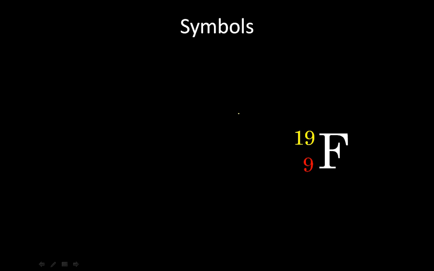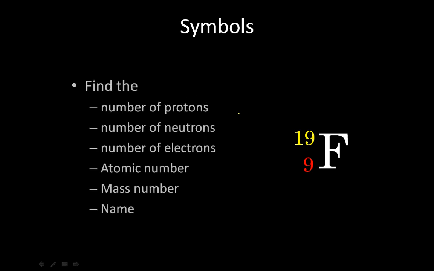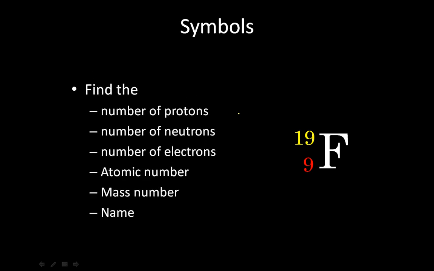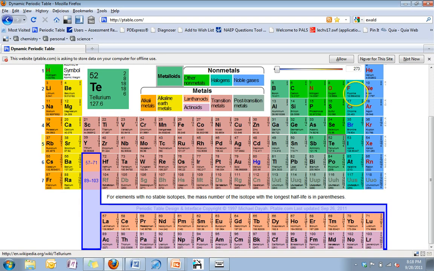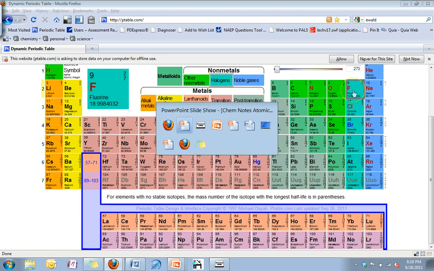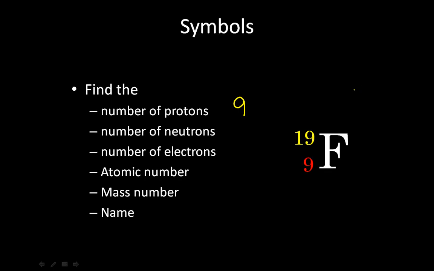So here we have 19 over 9F. Let's find the following information. How many protons does it have? Well, remember, protons and atomic number are the same thing, so it's got 9. Also, you could know that because it's fluorine, and if you look at your periodic table, fluorine's right over here, it's got 9 at the top.